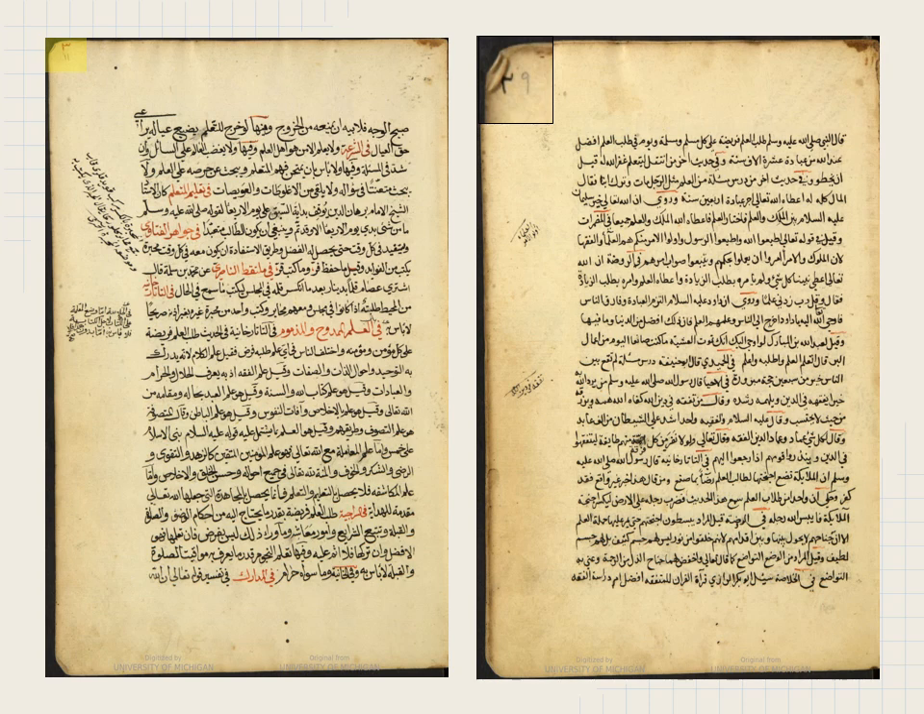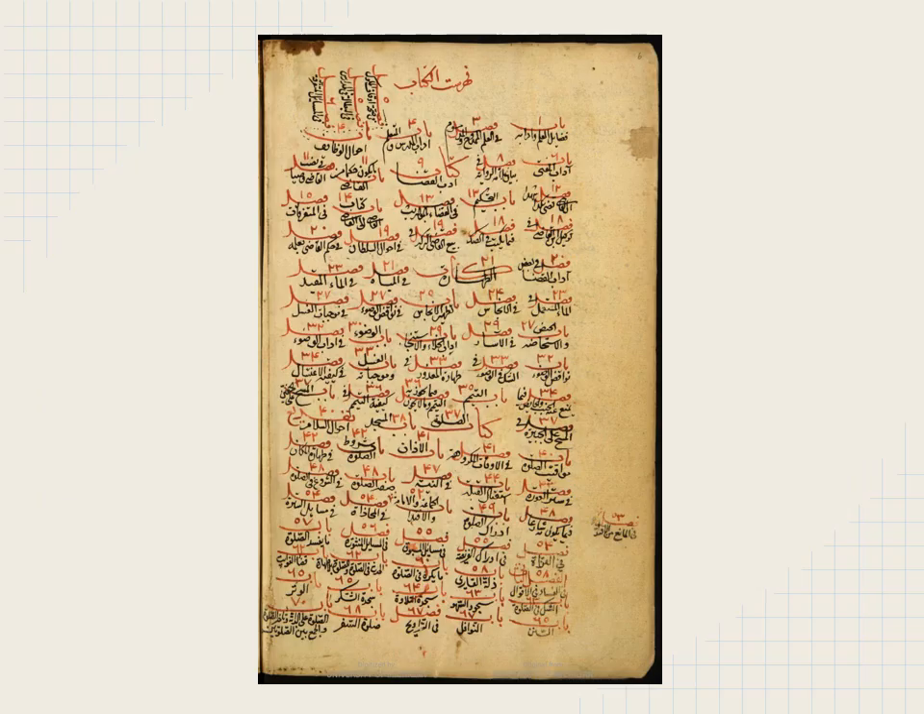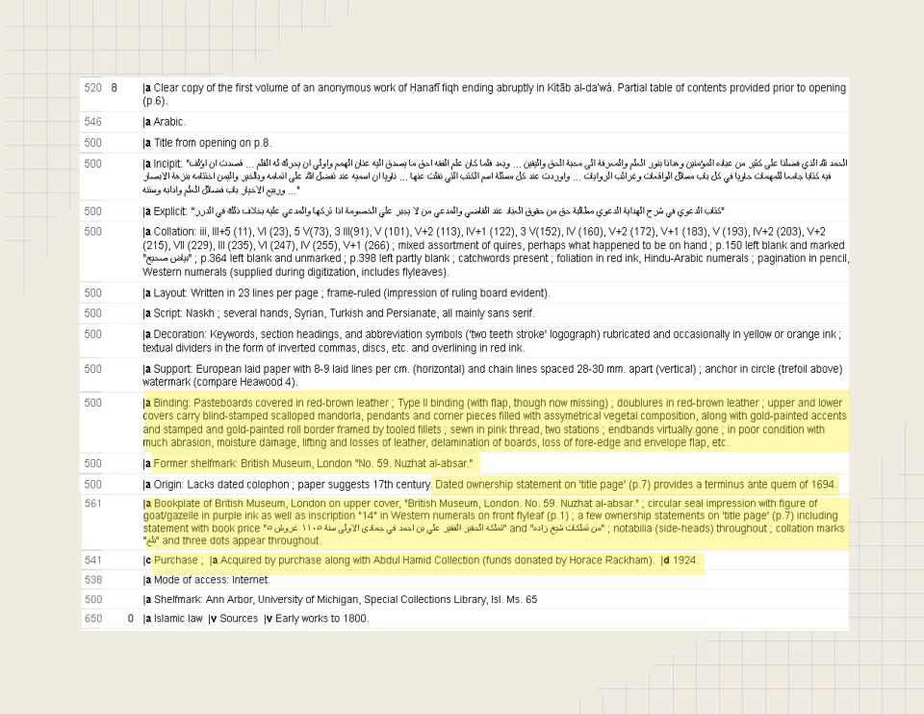Other features include 23 lines per page, Naskh script, rubrication used for section headings, keywords, overlining, and abbreviations, and the presence of marginal notes. Another feature is a partial table of contents on page 6, which only covers through folio 70. Here the binding and provenance information has been highlighted.